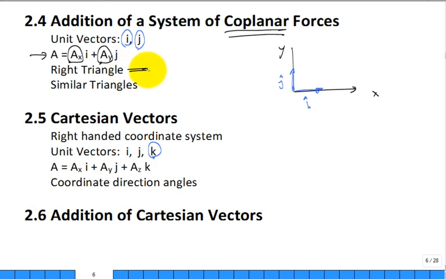We're going to now talk a little bit about right triangles and similar triangles and Cartesian vectors, and 2.6 is where you really wanted to get to. You didn't really want to get to the parallelogram law. You didn't really want to get to law of sines, you know, the cosine law. You didn't want to get to a lot of trigonometry. And basically, the world is good when we express vectors, even in 3D, in Cartesian format. And then it simplifies the math tremendously.